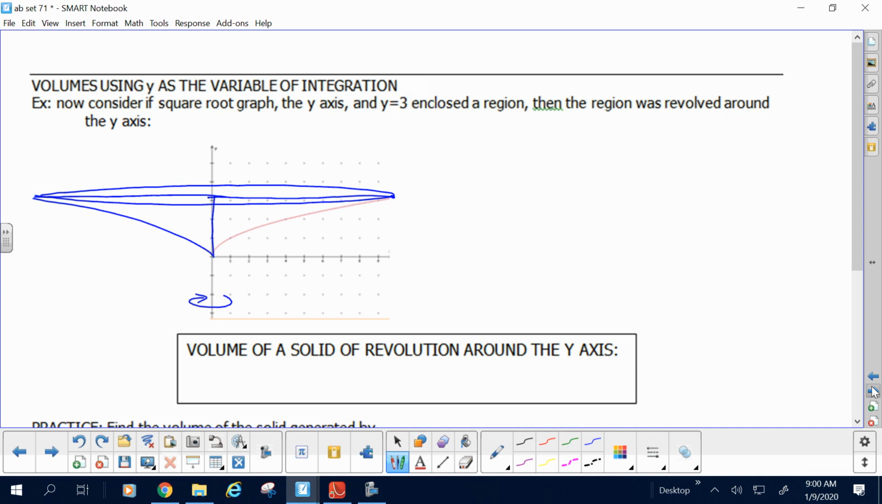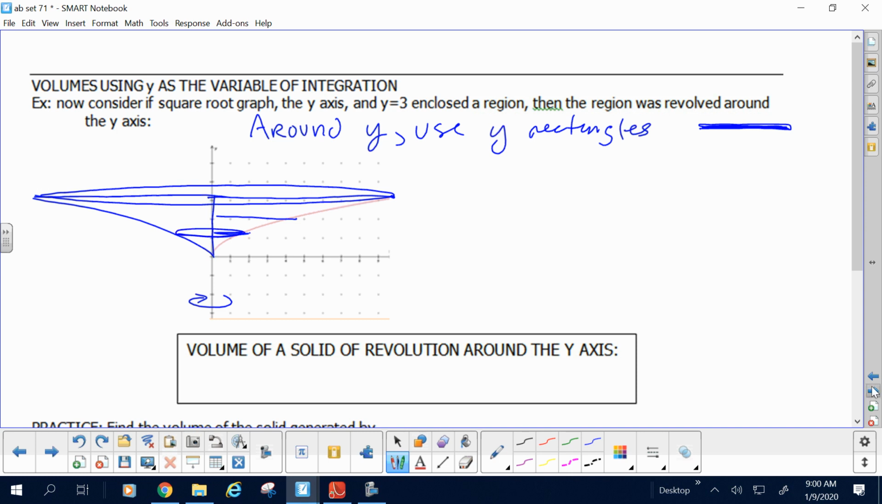Now, when it's around y, you use y rectangles. How do y rectangles go? Yeah, they go right to left. Y rectangles go right to left. So would you draw maybe 1, 2, and by rectangles I mean super thin, like just a line kind of rectangles, yeah? If those get revolved, then that is your cylinder. And there are actually infinitely many cylinders there. Think like a bunch of coins stacked, yeah? You with me? All right.